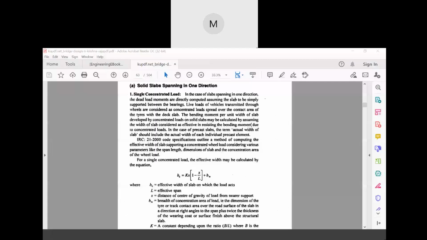It is dependent on the L by B ratio. Okay. In one-way slab, the L by B ratio is greater than 2. Fine. Is it clear? And in two-way slab, it is less than 2. Is it clear now? So now, look, for a single concentrated load in case of slab spanning in one direction, the dead moments are directly computed by SOS. Slab to be simply supported within the bearings.